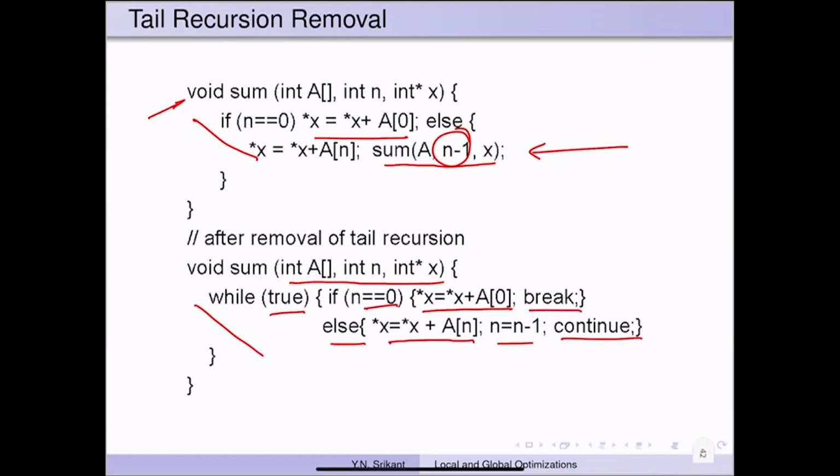So again, this can be done algorithmically. In the case of tail recursive calls, it is possible to replace them with a while loop, and that increases the efficiency of the program quite a bit instead of the recursive call. Any questions so far?